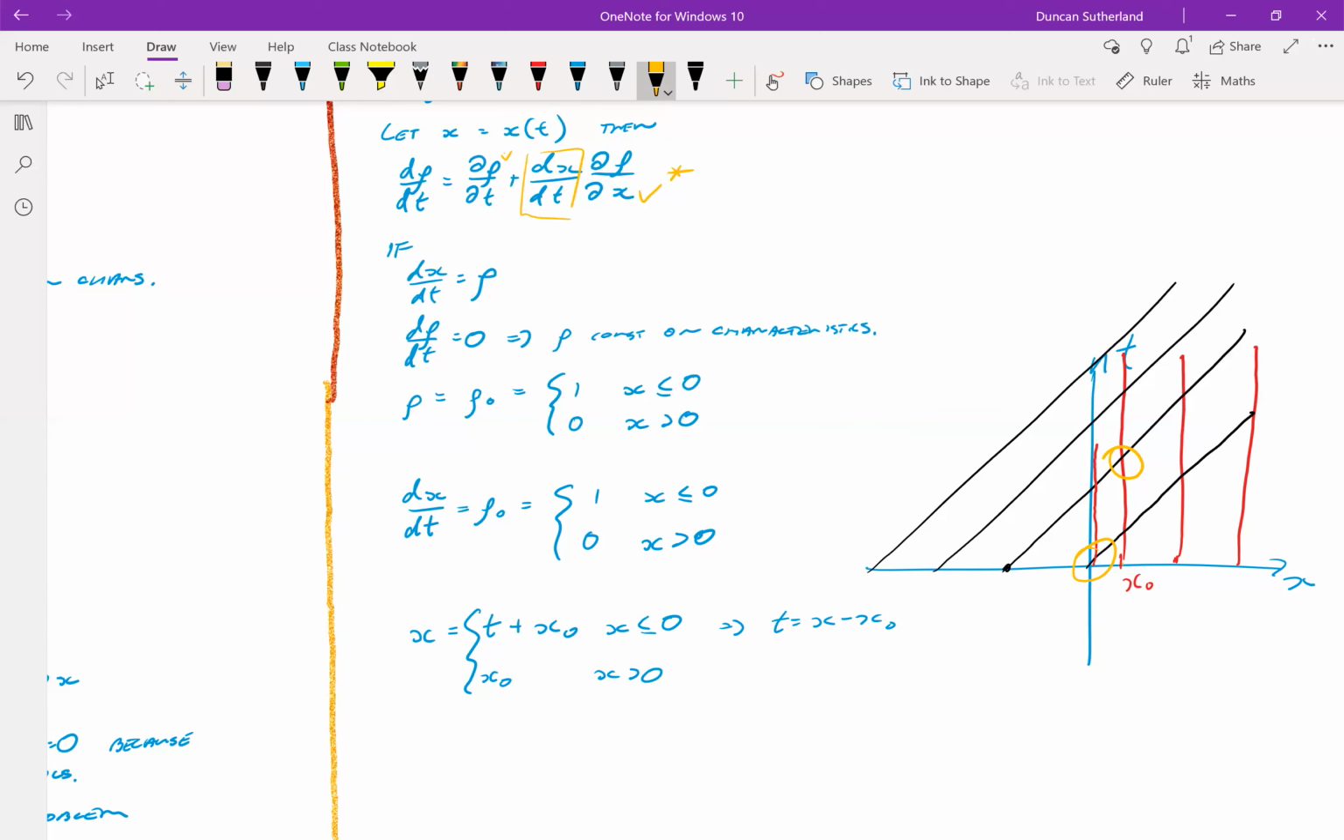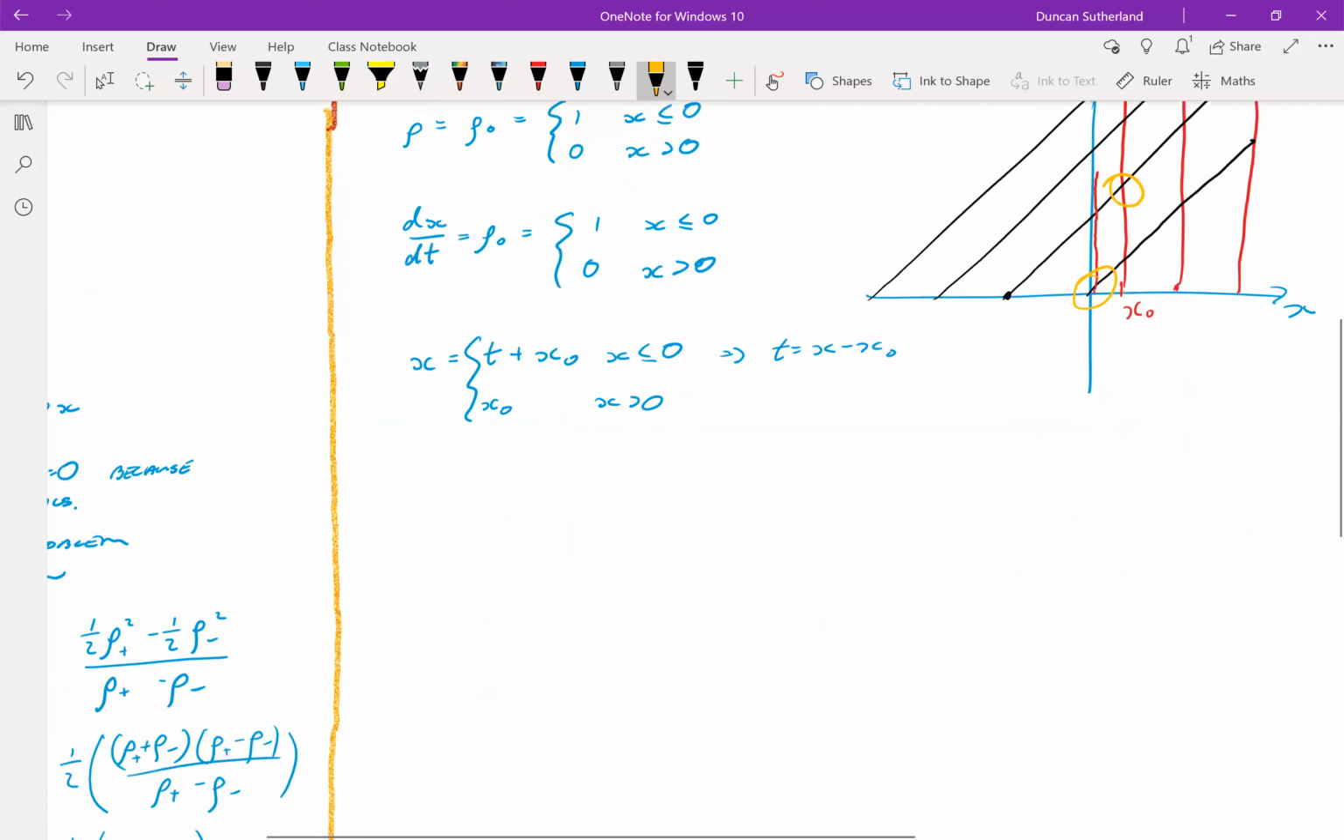Remember, it's neighboring characteristics, which are separated by an infinitesimal amount, that bring on a shockwave. It's the first intersection, which occurs at 0, which is time 0, which means that we have the shockwave to start with through our system. This shockwave isn't born in some way.